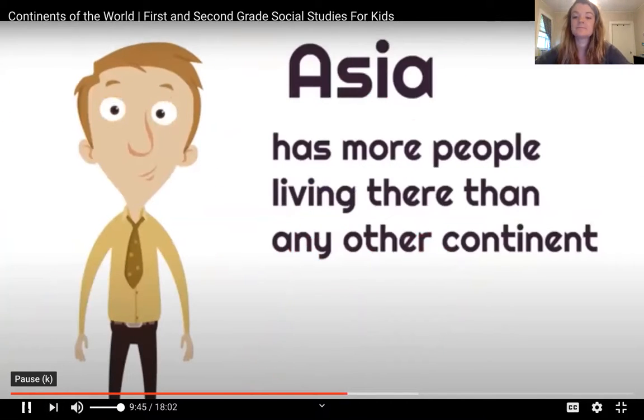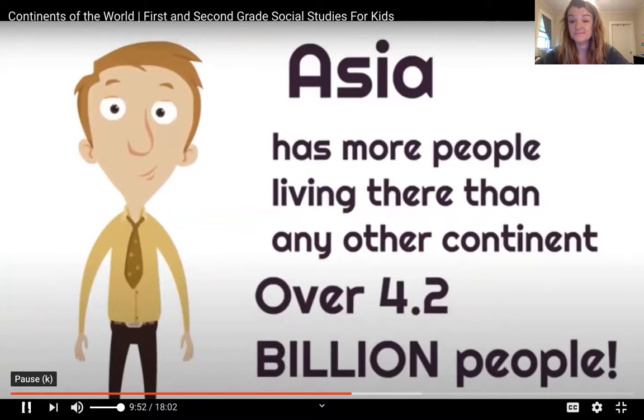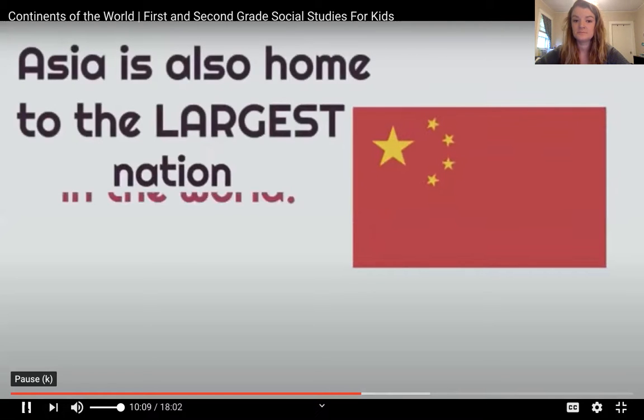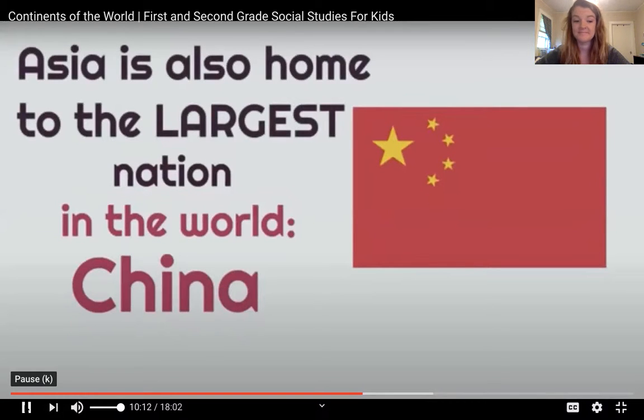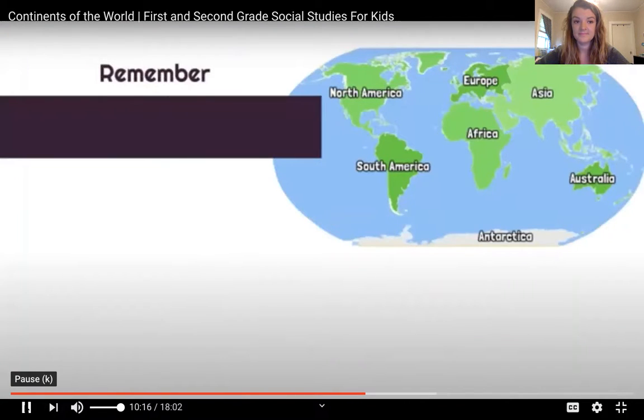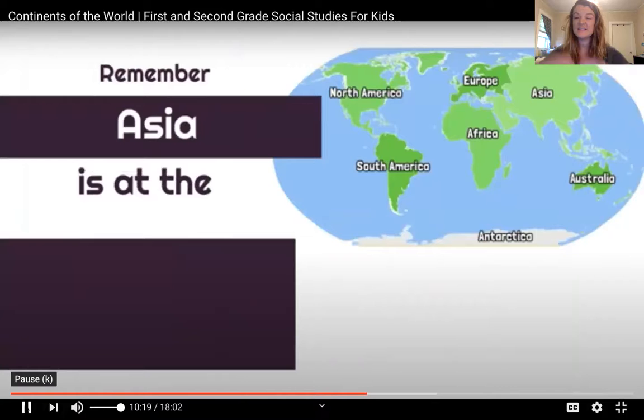Asia has more people living there than any other continent. Over 4.2 billion people live in Asia. So not only is Asia the largest continent, but it also has the most people. Asia is also home to the largest nation in the world, China. Remember, Asia is at the top right of the world map. Biggest continent.